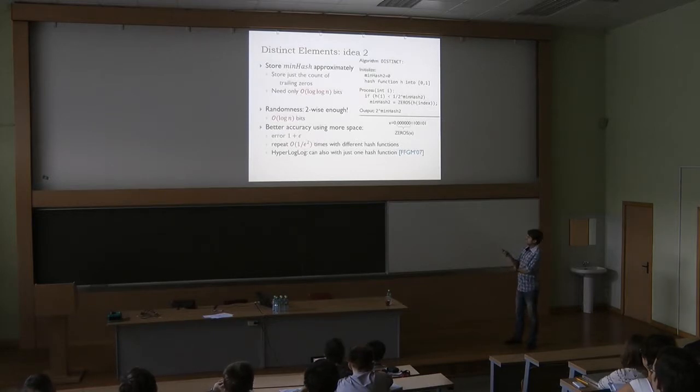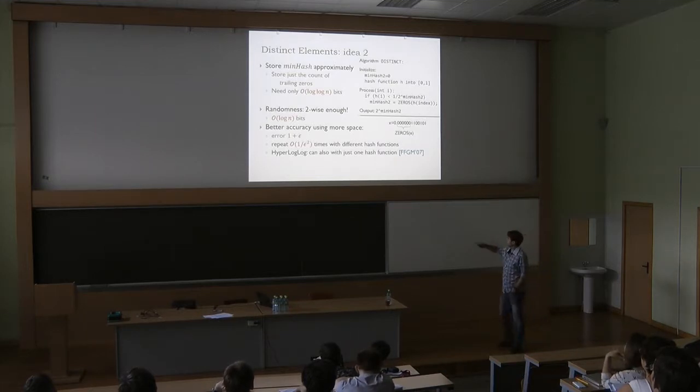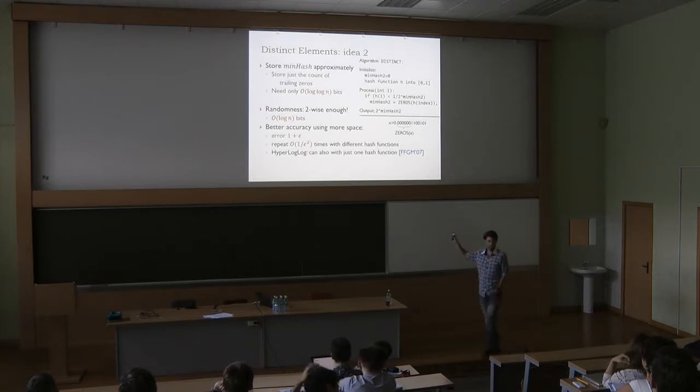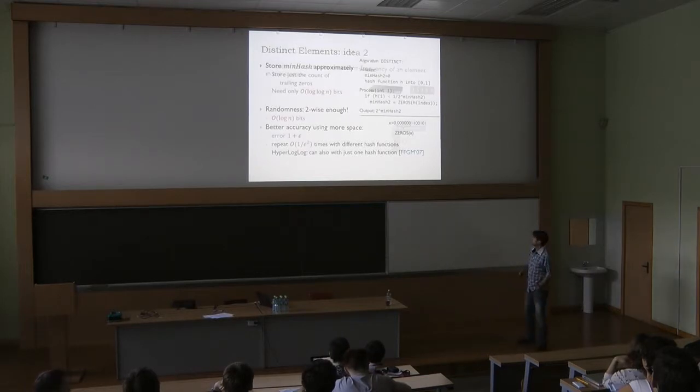Actually, the best algorithm that people use in practice nowadays is called the HyperLogLog algorithm, which essentially does the same, but with just one hash function. Instead of having 1 over epsilon squared hash functions, which means you have to do so many evaluations, it's just one hash function. The algorithm changes a bit. I don't want to go into the details now. Okay? So this was the algorithm for counting the distinct number of elements. Are there questions? No? Okay. All right.